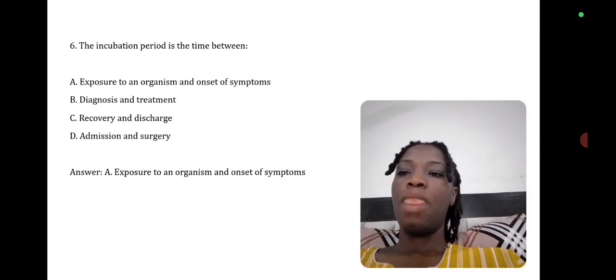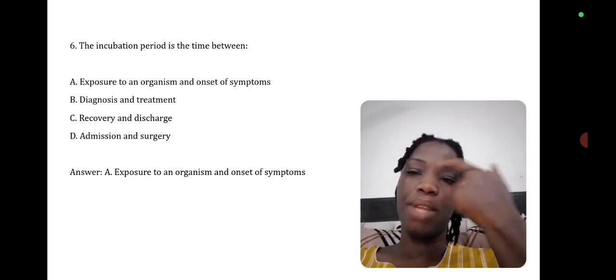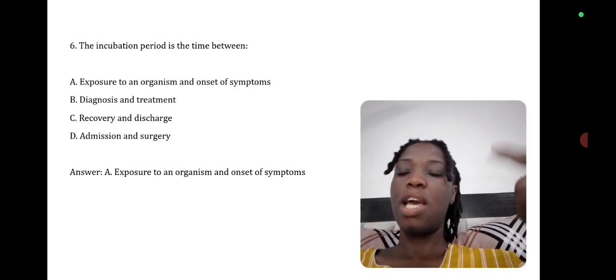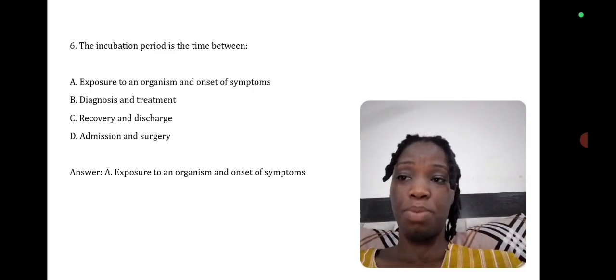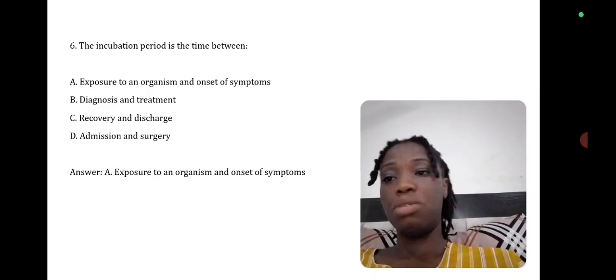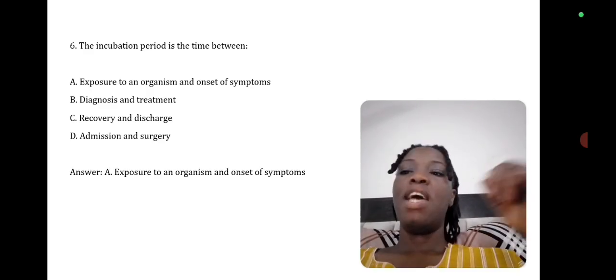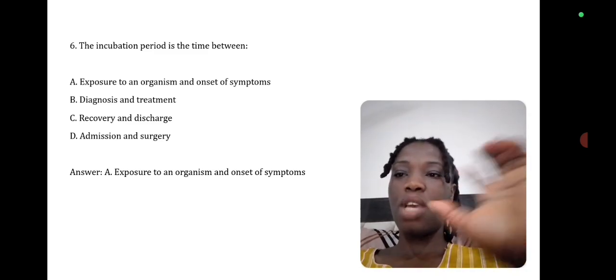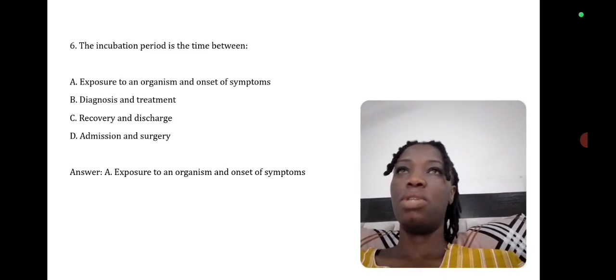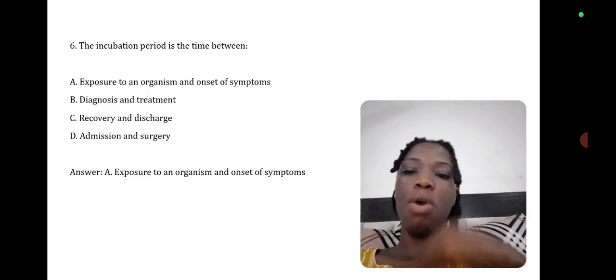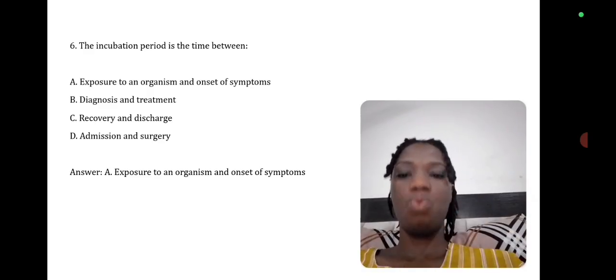Question 6. Incubation period is the time between: A, exposure to an organism and onset of symptoms; B, diagnosis and treatment; C, recovery and discharge; D, admission or surgery. A is the answer. Incubation period is the period from when the susceptible human gets in contact with the microorganism to when the first signs and symptoms appear.